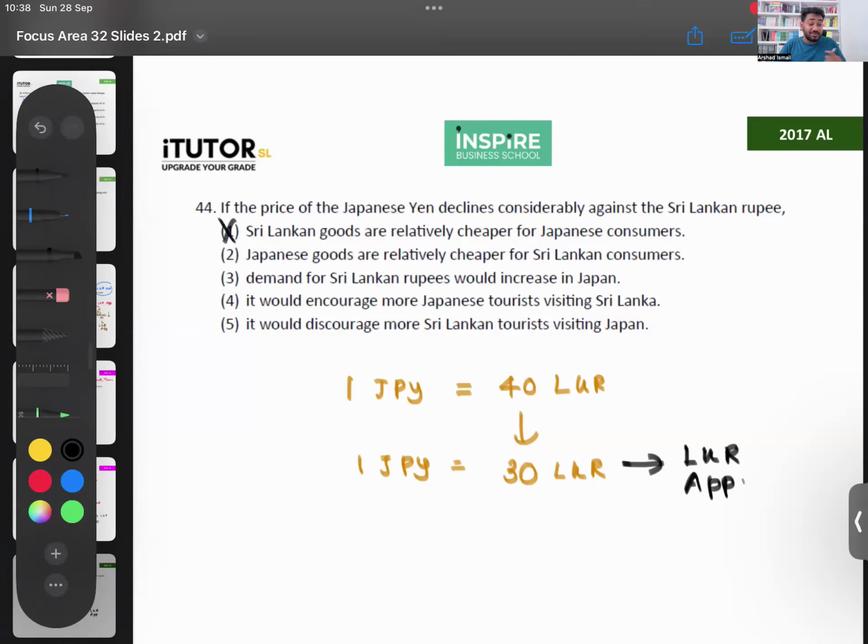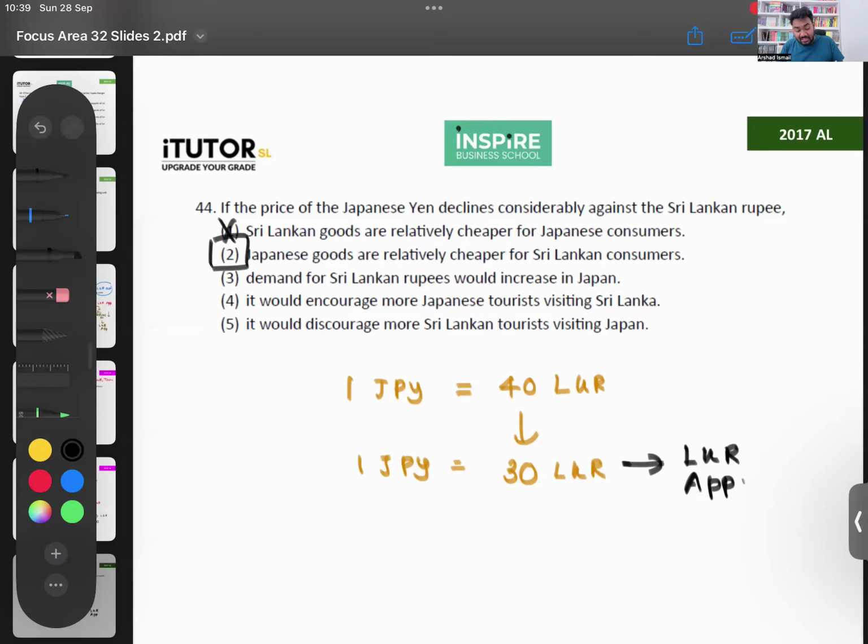Japanese goods are cheaper to Sri Lankans. What do you think? That is true. Earlier, let's say you're buying a good from Japan that is 1 Japanese yen. Earlier we had to pay 40 rupees. Now by just paying 30 rupees, we can buy it. So that can be the answer.